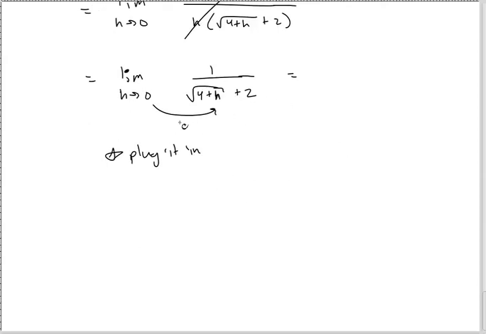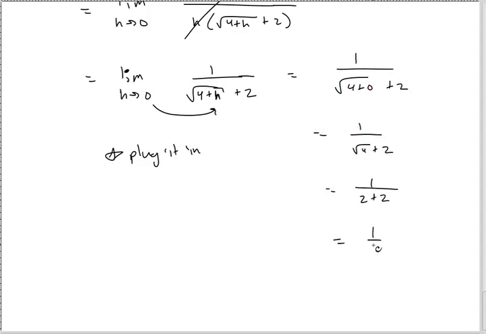So we're going to plug it in now that we simplified, and now that we canceled stuff, and I got 4 plus 0, and then plus the 2. Square root of 4 plus the 2. That's 2 plus 2, so it's 1/4. And yes, that's the answer there, 1/4, that we got, I don't know, 5-10 minutes ago.